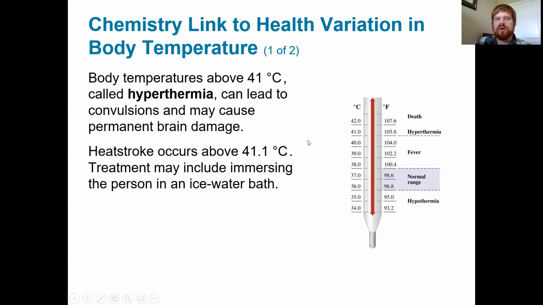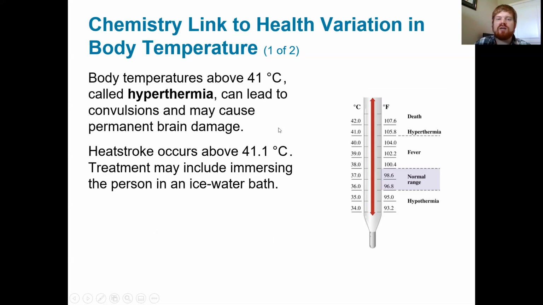Okay, so we're going to talk very briefly about a health temperature variation that you may see in your future career, which is hyperthermia or hypothermia. So hyperthermia, hyper means more than, thermia of course is temperature. So this is a greater temperature than normal. Any body temperature that's above 41 degrees Celsius is called hyperthermia. It can lead to convulsions and potentially permanent brain damage. Heat stroke will occur above 41.1 degrees Celsius. And if you have a patient with heat stroke, you may immerse them in an ice water bath to get them down to temperature more quickly.